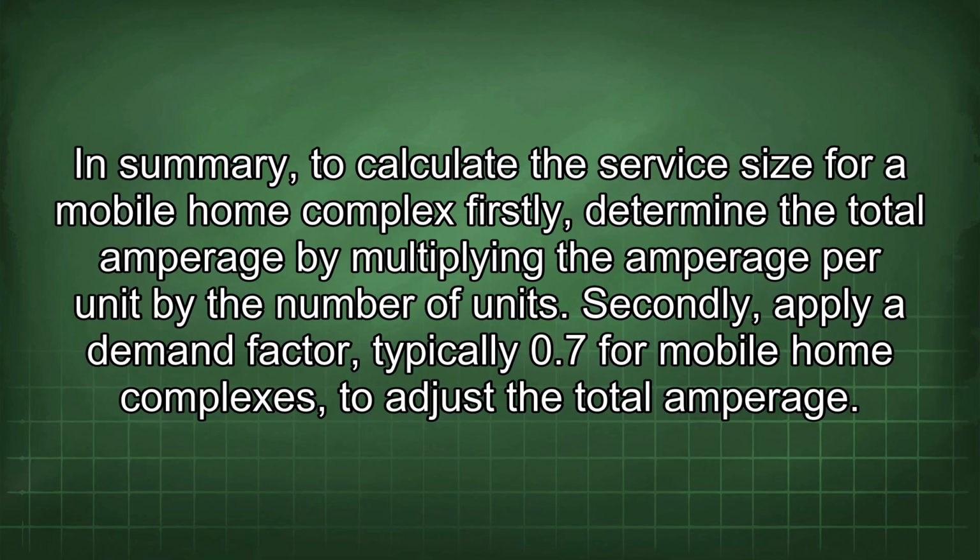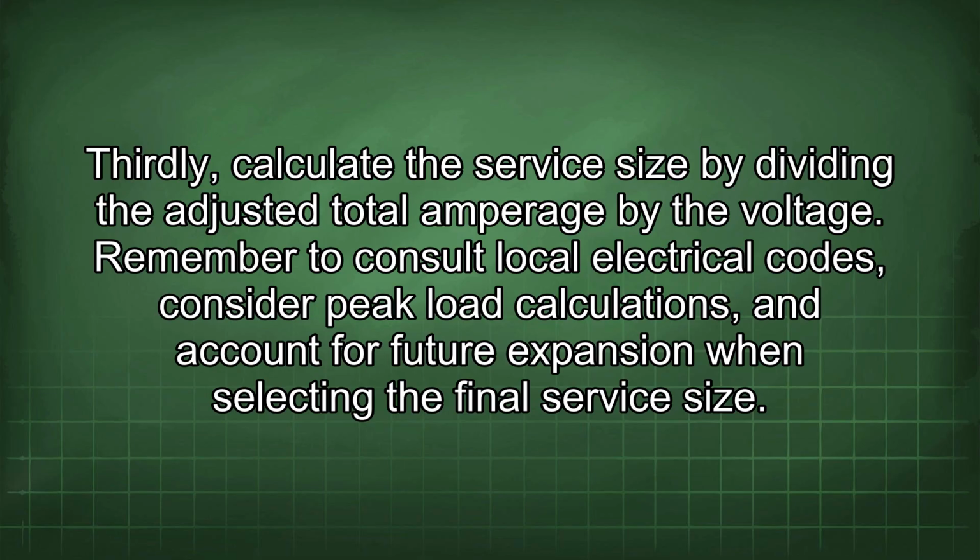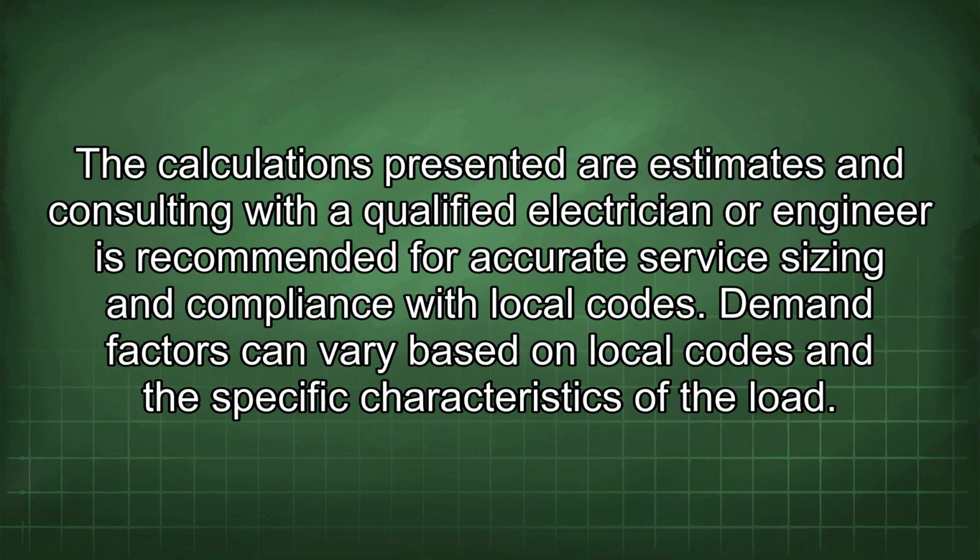In summary, to calculate the service size for a mobile home complex, firstly, determine the total amperage by multiplying the amperage per unit by the number of units. Secondly, apply a demand factor, typically 0.7 for mobile home complexes, to adjust the total amperage. Thirdly, calculate the service size by dividing the adjusted total amperage by the voltage. Remember to consult local electrical codes, consider peak load calculations, and account for future expansion when selecting the final service size. The calculations presented are estimates, and consulting with a qualified electrician or engineer is recommended for accurate service sizing and compliance with local codes.